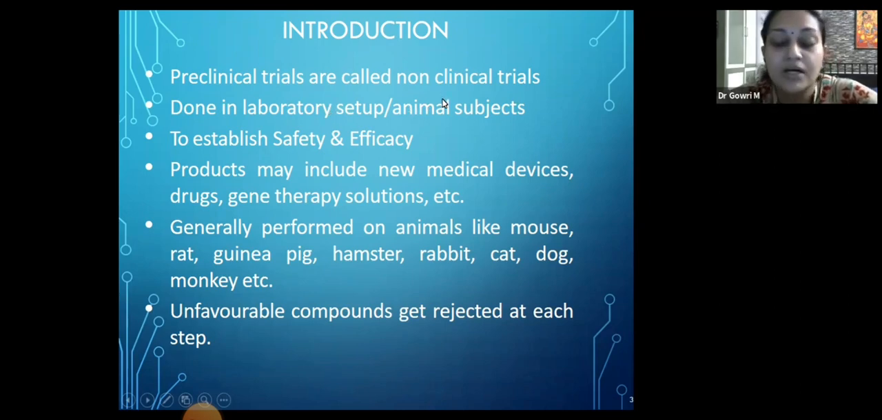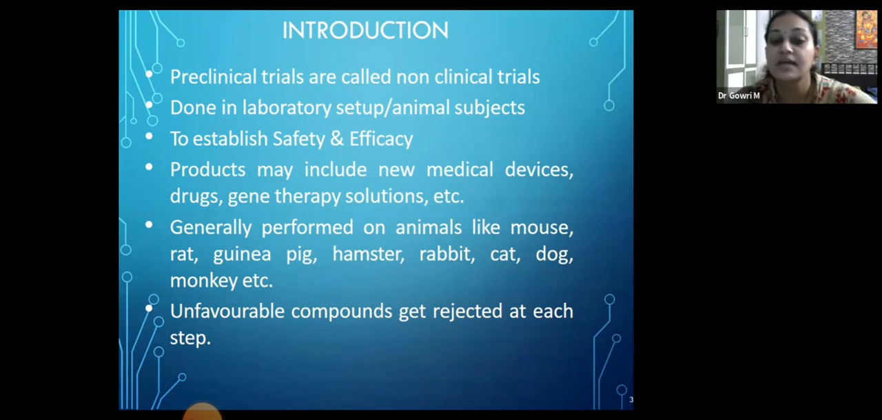Okay, so there are two subdivisions for preclinical trials. It can be either oriented to a laboratory setup, or it can be done in animal subjects. And as I have already mentioned, the prime aim of preclinical trials is to establish the safety and efficacy of the thing which we are using. It can be a device, a drug, a combination of drugs, a formulation, or it can even be a protocol. So in order to establish the safety and efficacy, we are doing preclinical trials.